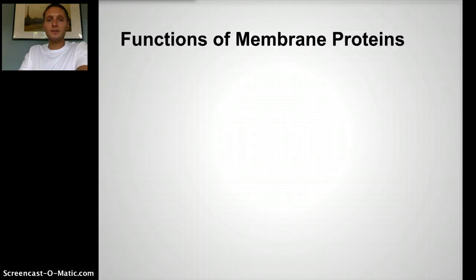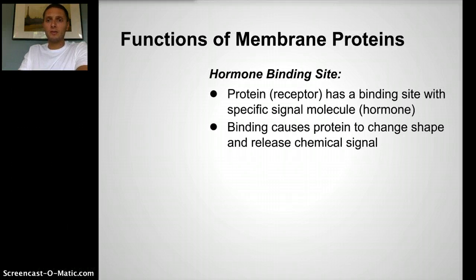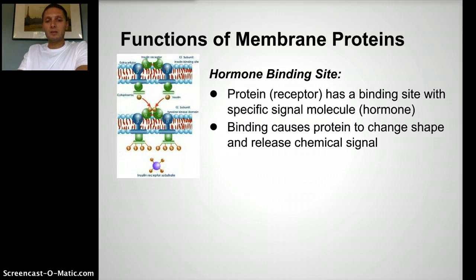So let's look at some of the functions of membrane proteins. There are quite a few different functions, and they're really important for the cell through communication or binding sites. In our first example, a hormone binding site specifically, there's a protein receptor, and it has a binding site with a specific signal molecule. And what this does is it causes a change to the protein, usually a change in the shape, and it releases some sort of chemical signal within the cell.